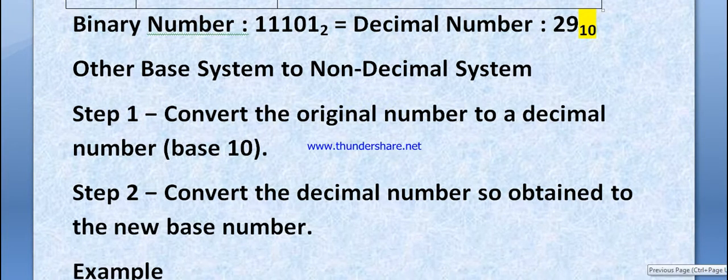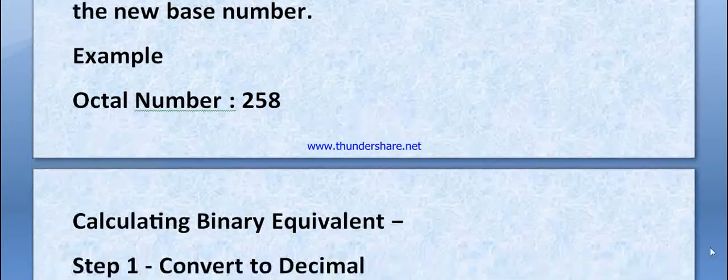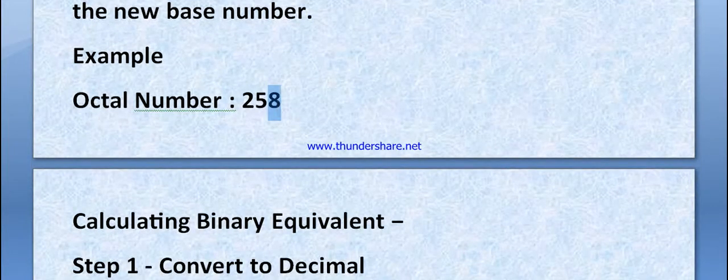Now converting from another base system to a non-decimal system: convert the original number to decimal, base 10, then convert the decimal number of base 10 to the new base. Example, octal number 25. So this is the base.